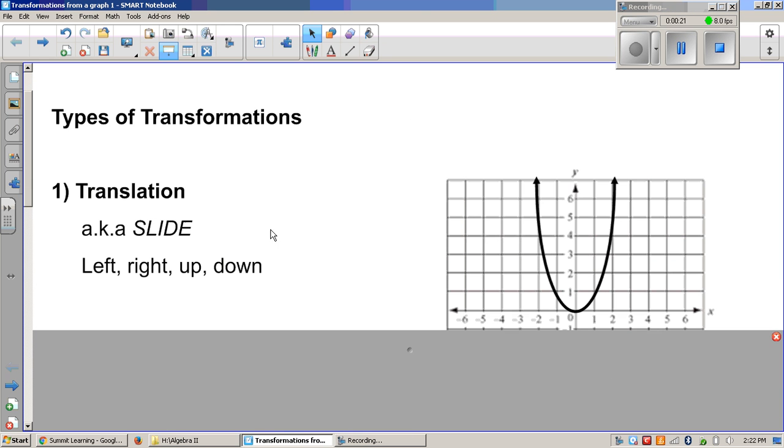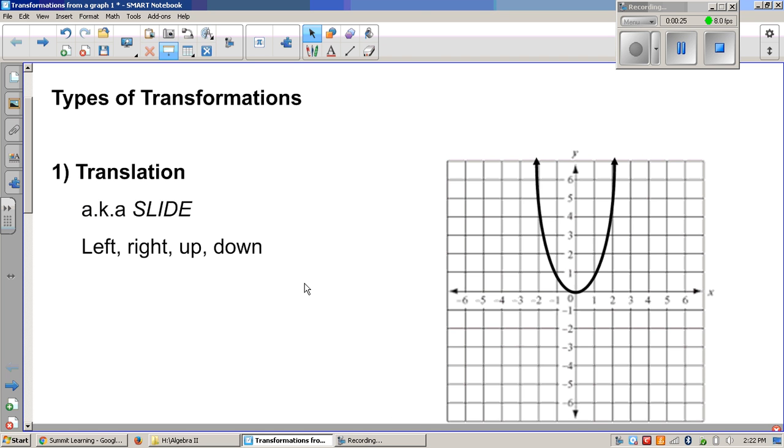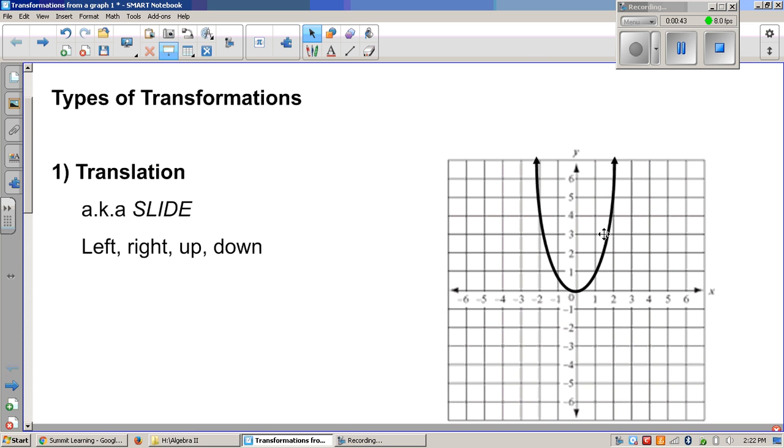The first type of transformation I want to talk about is called a translation. A translation is any time a function is moved right, left, up, or down. Sometimes we use the word slide. But if I move this graph here from 0, 0, the vertex there, and then over to here, we would say that that was a translation right 4 units.